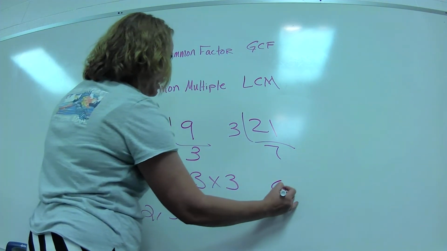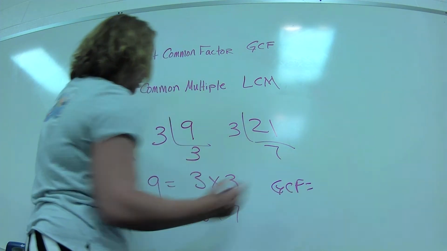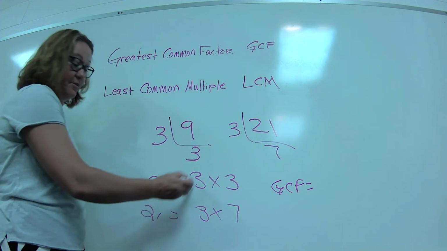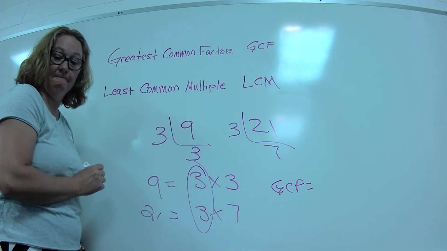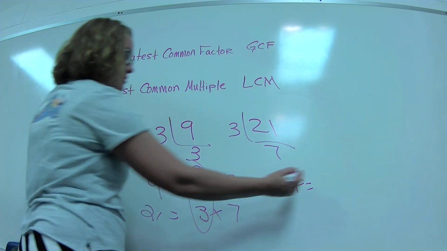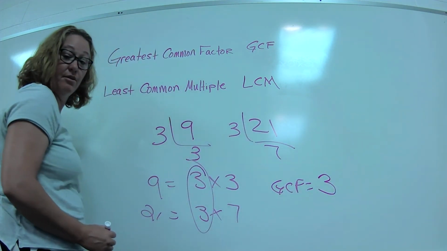All right, so my greatest common factor. Which ones are common? That's right, we have a set of 3's. Do we have anything else common? No. So my greatest common factor is going to be 3.